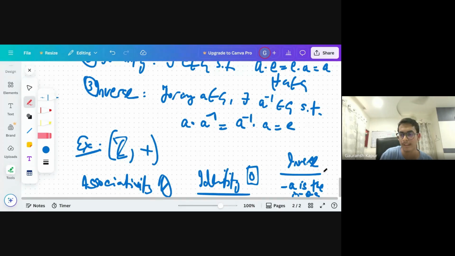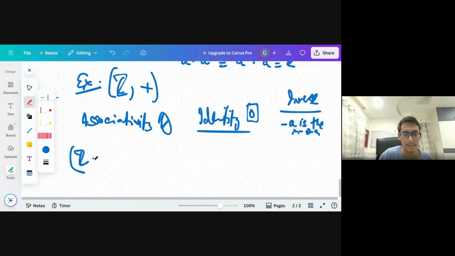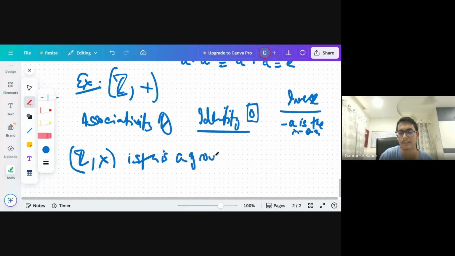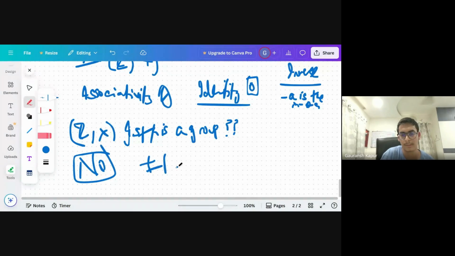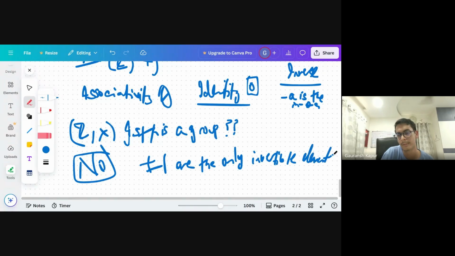Okay, so I'll ask you one question. This is sort of obvious, but it's good if you can figure this out. Z with multiplication, is this a group? The integers with multiplication, do they form a group? Anybody? Think again. If you want to unmute and give some reasoning, remember, you have to check associativity, identity, and inverse. Exactly, not all elements are invertible. The only invertible elements are plus or minus 1. So this is not a group.